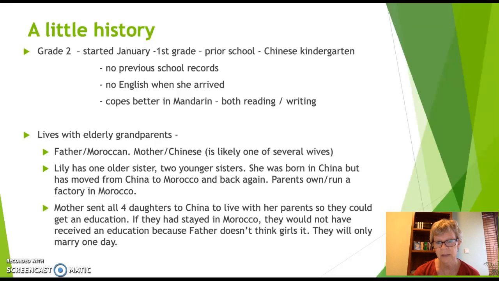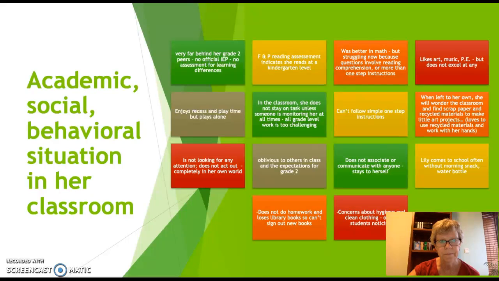So we understand that the parents own or run some kind of a factory in Morocco, and they reside in Morocco while the girls live here. The mother sent all four daughters to China to live with her parents so that they could get an education. She believed if they stayed in Morocco, they would not have received much of an education because their father believed that as girls they would just marry one day and wouldn't need an education.